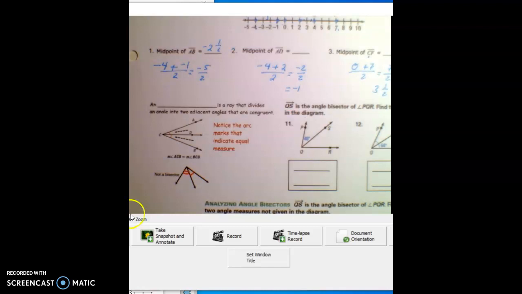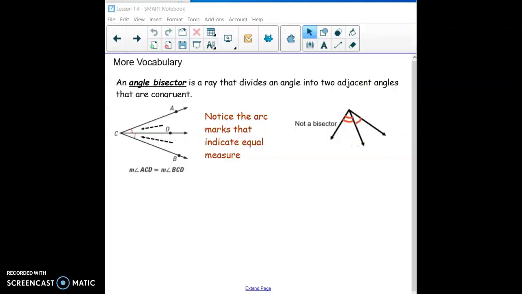We're going to talk about angles now. We've got a little more vocabulary. An angle bisector is a ray that divides an angle into two adjacent angles that are congruent to each other. So if we look here, this ray CD divides angle ACB into two equal angles. That's called an angle bisector. Notice the arc marks, they indicate equal measure. So the two red arc marks are the same. That tells me that those two angles are equal to each other. If I look over here, this doesn't indicate that there's a bisector, because this angle here is different from this angle here. They have to be equal.